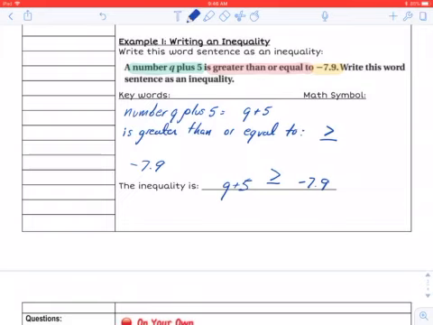And now I've written out my inequality, the same math sentence up here, but now I've written it out in math terms. So the inequality would be read as q plus 5 is greater than or equal to negative 7.9. And so that is my inequality there.